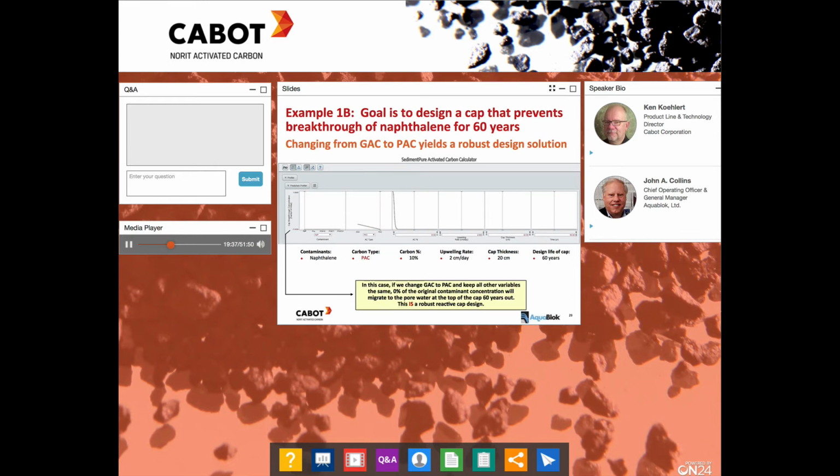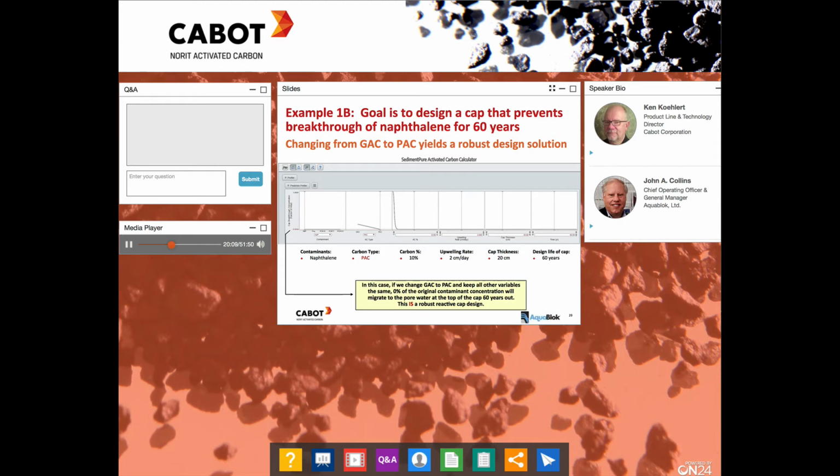Now let's make one change to the design from the previous example. We'll change from granular activated carbon to powdered activated carbon in the second plot. Now the y-axis in window pane 1 indicates 0% breakthrough. This is a robust cap design. In this case, due to the fast upwelling rate, a powder outperforms a granular due to the improved kinetics that you get with a powdered activated carbon and its small particle size.